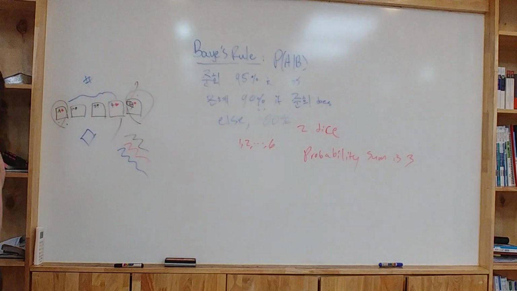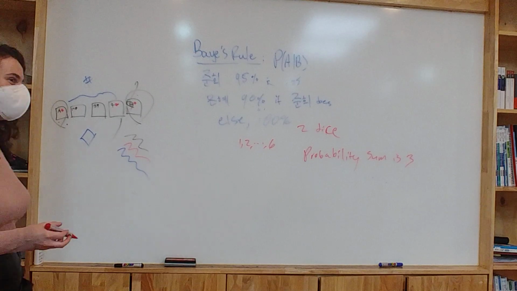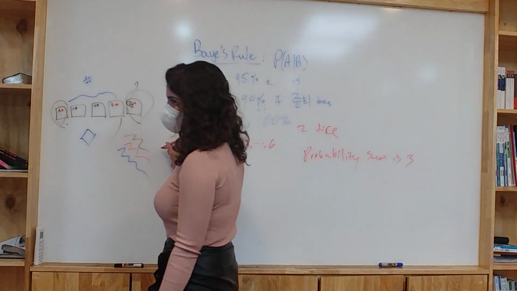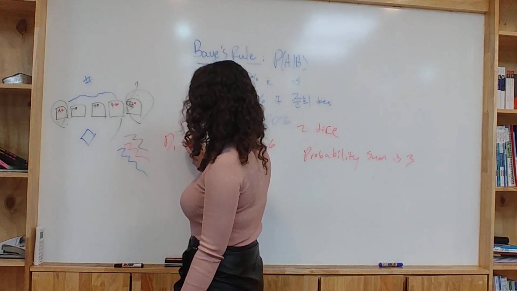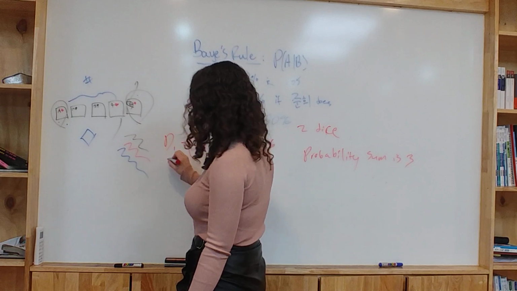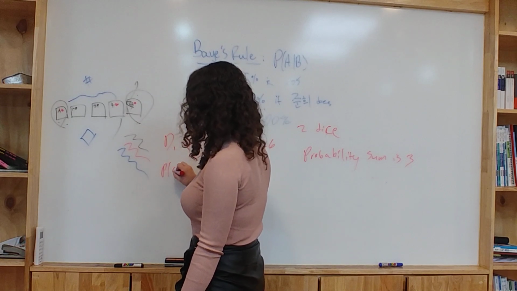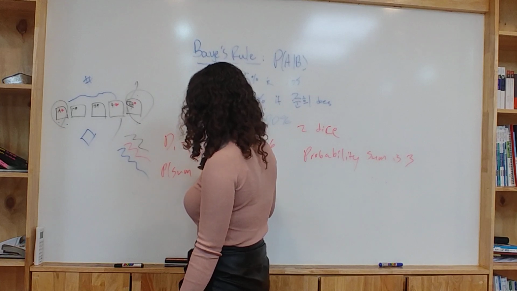Now I'm gonna ask you something harder. Okay. What's the probability that the sum is 3 given that the first die was 1? Alright, die 1. You know it's 1. P of sum 3.